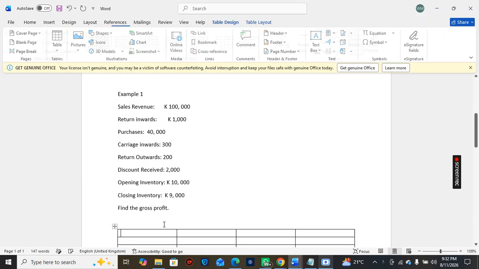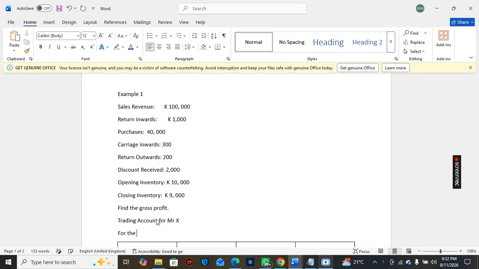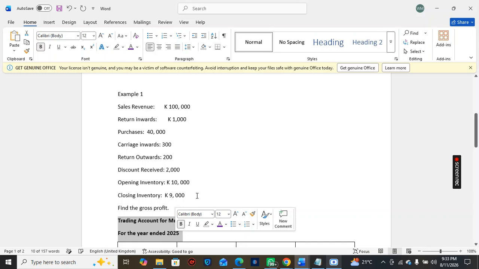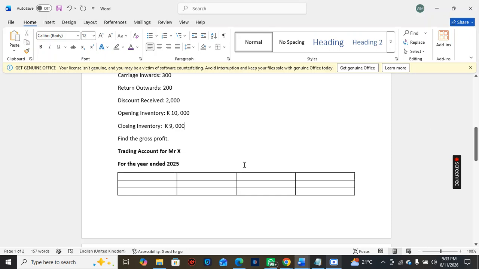So format is always key in the exam. Always put the format. So you say trading account for, let's say this is Mr. X, for the year ended 2025. Always put this, you'll get marks for this. Though it's worth 0.2 or 0.1 marks, the trading account usually has three columns.